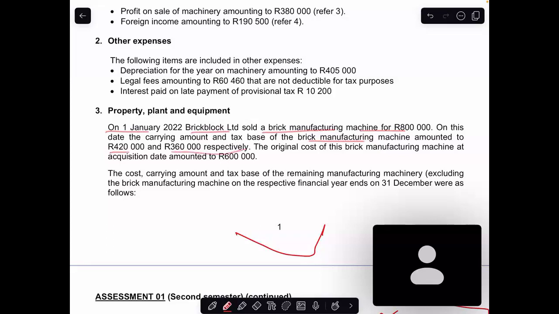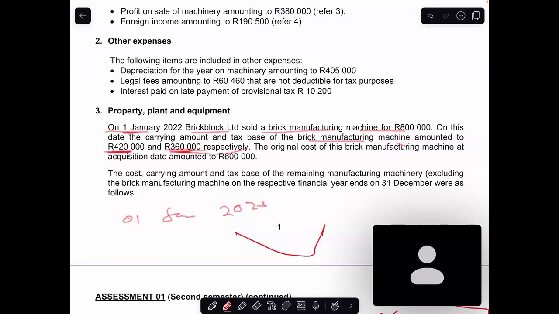Aibo, we made a mistake or we skipped something. On 1 January 2022, we sold an asset and its carrying amount was 420 and its tax base was 360. What does it mean? Remember, 1 January, these are closing balances for 2021. If they're saying it was sold on 1 January, in 2021 it was there. 1 January is as good as 31 December. So these are the balances for 2021.